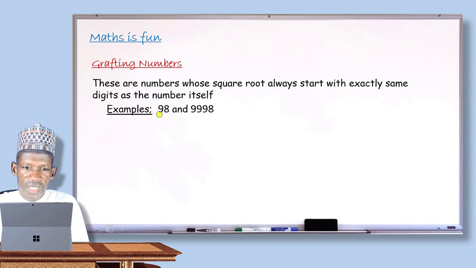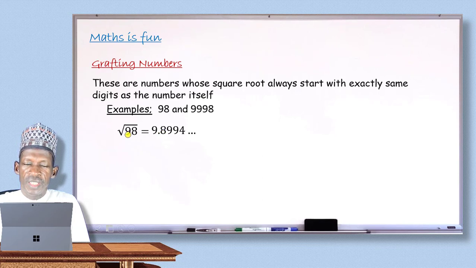An example of one of them is 98. 98 is a grafting number. 9,998 is another grafting number. If these are grafting numbers, if I find the square root of 98, for example, if you use your calculator to find the square root, what I expect to get in the result, the very first two digits will be 9 and 8. Let me find out and see. So the square root of 98 will now be 9.89994. It continues like that; it is an irrational number. If you look at the first two digits in the result, 9 and 8, this gives you 98. So 98 is a grafting number.